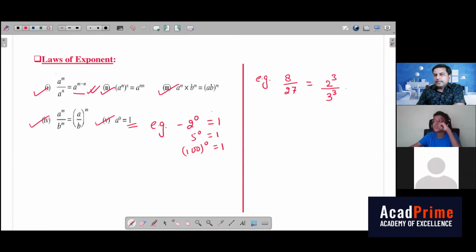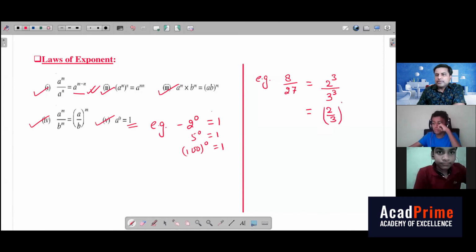We just take it together and we can write it as (2 by 3) whole raised to the power 3. This means this power can be applied over 2 also and 3 also. This bracket means this power can be applied to both. Okay, now come to the next one.